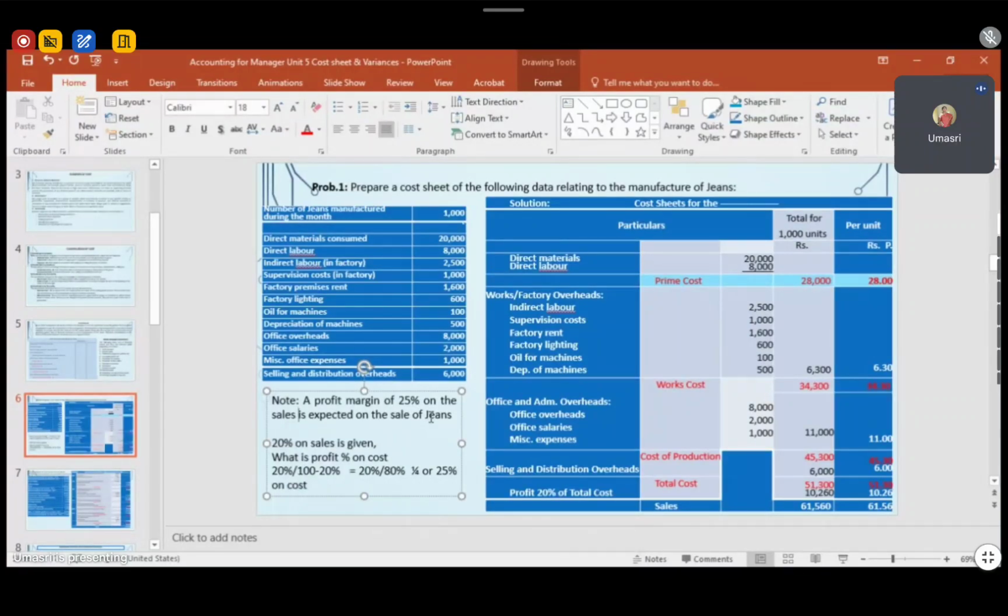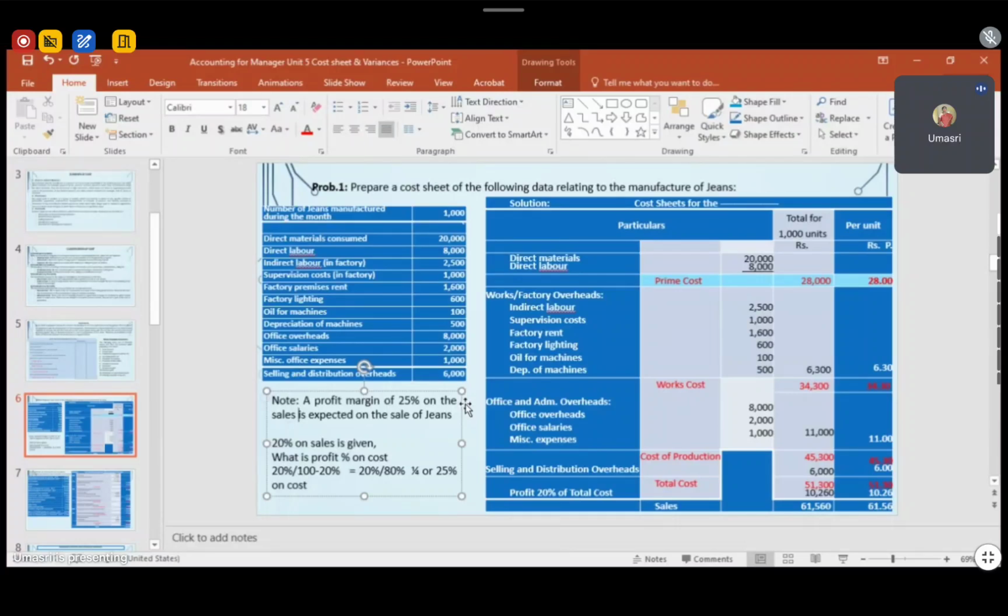Right? A profit margin of 25% on the sales is expected. The profit is given on sales, but the sales value we do not know. Only the profit is given on sales. So how to find out profit?